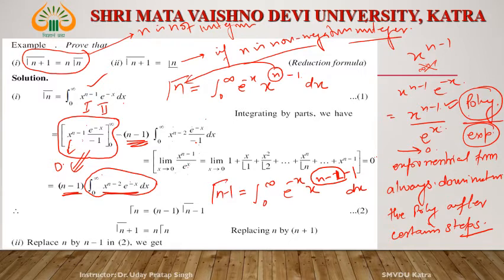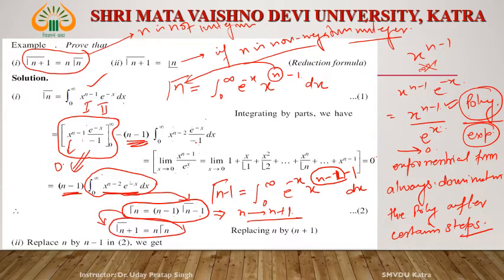So this is gamma n minus 1. So gamma n is equal to n minus 1 into gamma n minus 1. If we replace n by n plus 1, the left hand side becomes gamma n plus 1, and on the right hand side n minus 1 becomes n and we get gamma n. So gamma of n plus 1 is equal to n into gamma n.